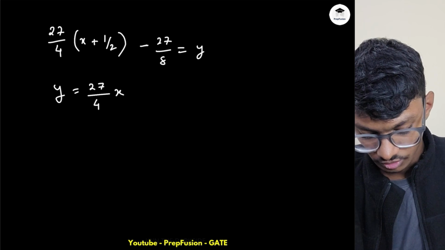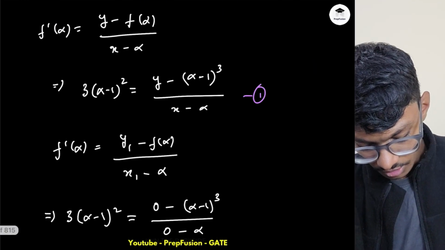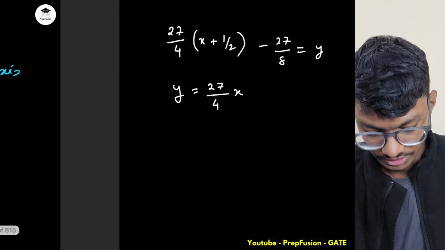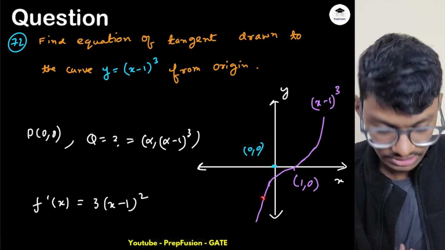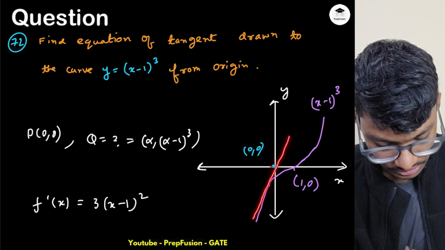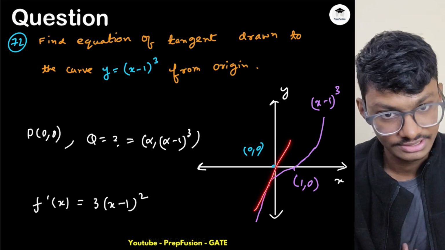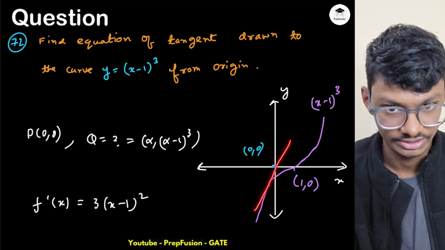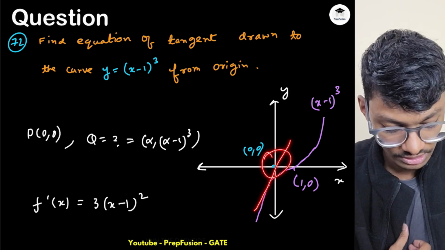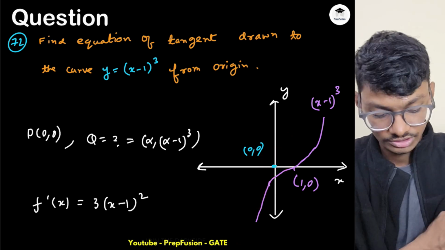Okay, so this also passes through the origin. When my x is negative, y is also negative, and this obviously passes through the origin. So yeah, it is correct, right? This slope is correct. When my x is positive, y is positive, and obviously the intercept is 0. So this will be the answer to this question.